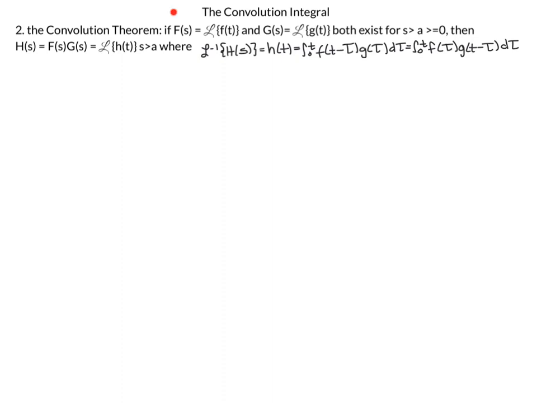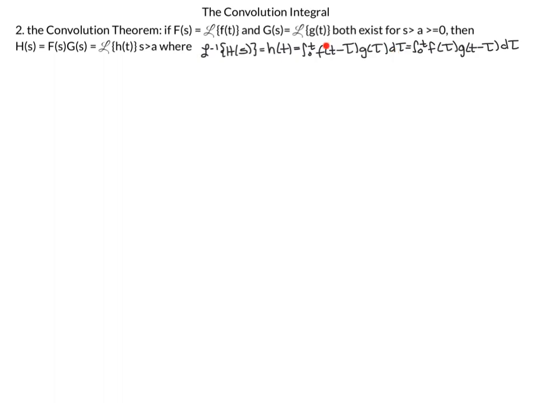And it says, if capital F of s is the Laplace transform of little f of t, and capital G of s is the Laplace transform of little g of t, then if H of s is the product of the two Laplace transforms, capital F of s and G of s, again, capital F and G of s are Laplace transforms, then the inverse Laplace transform of H of s is equal to h of t, which is equal to an integral from 0 to t of f of t minus tau, g of tau, d tau. And here tau is just the variable of integration.